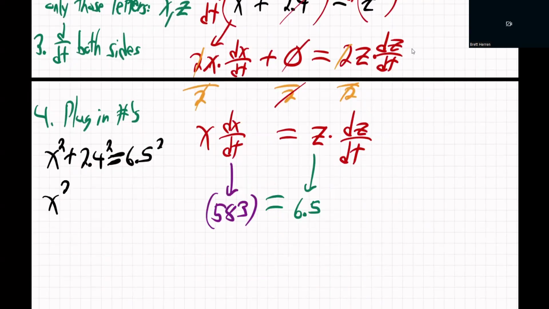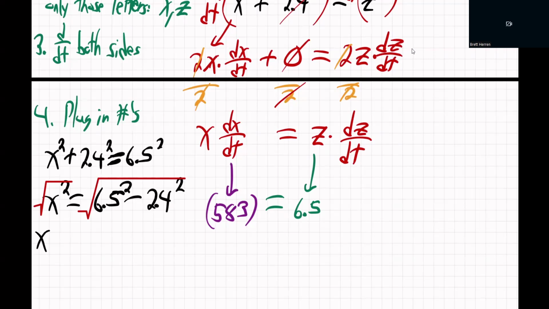So then x squared is going to be 6.5 squared minus 2.4 squared. And then we just take the root. So x will be that square root. I'm running out of room here. Let me move these down. Didn't realize I was going to use up all my room.